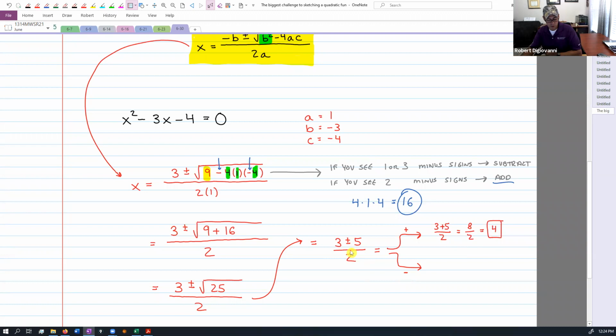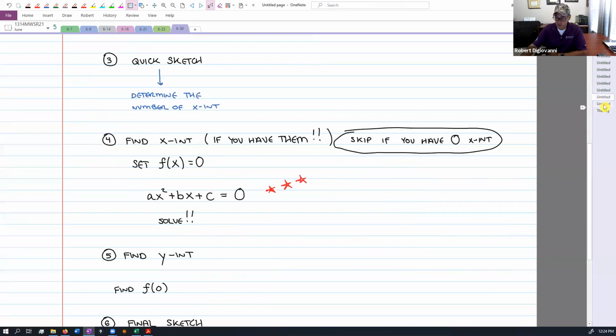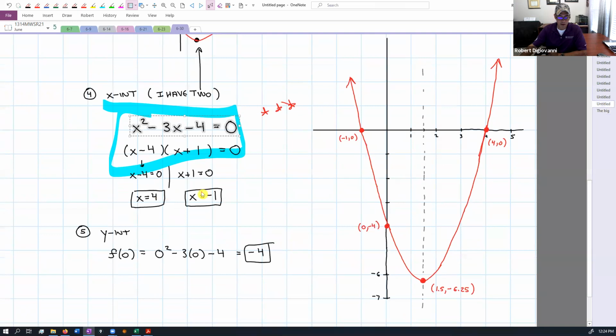Now, if I do the minus instead, I get 3 take away 5 over 2. That gives me, let's see, 3 take away 5 is -2 divided by 2. That gives me -1. And I get my 2 solutions for -1, which are the same 2 solutions that we got here for -1. Right? We got the same exact answers.